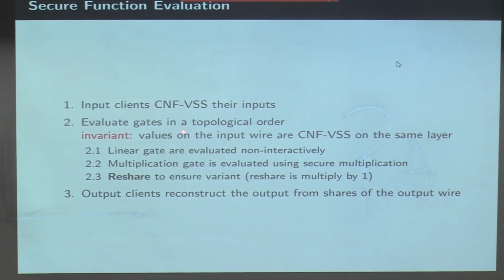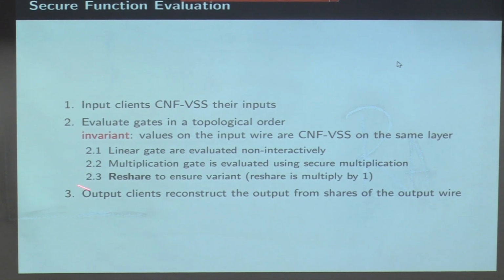Now we have to keep an invariant: when we want to evaluate a gate, we want both input wires of that gate available in the same layer. That's when we can do the computation, even the linear and the multiplication. In order to do this, you might need to move the shares from a layer to a later layer.